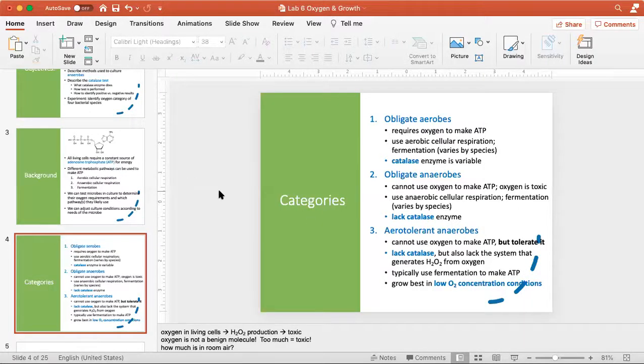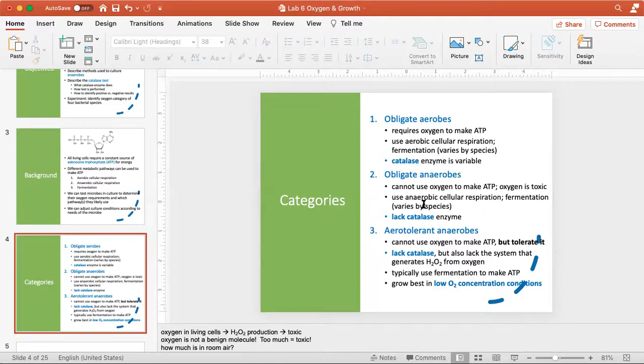All right, third on the list are a group called aerotolerant anaerobes. Again, these are organisms that cannot use oxygen to make ATP, but they tolerate oxygen. Oxygen is toxic to an obligate anaerobe, but an aerotolerant anaerobe doesn't mind it. It's not going to use the oxygen to make its ATP, but it's going to tolerate it. It's not going to die if it is surrounded by oxygen.